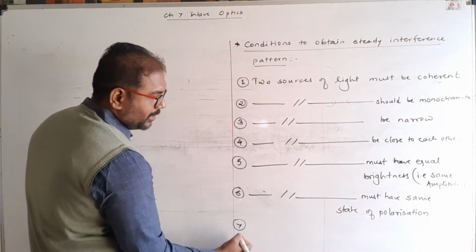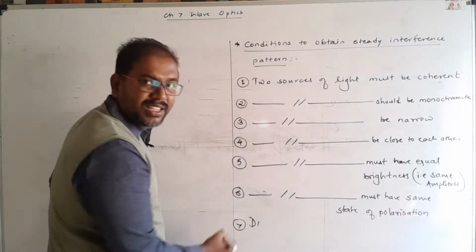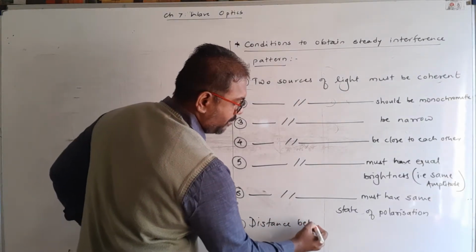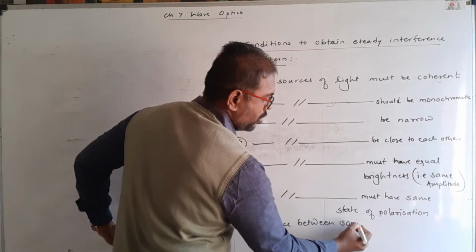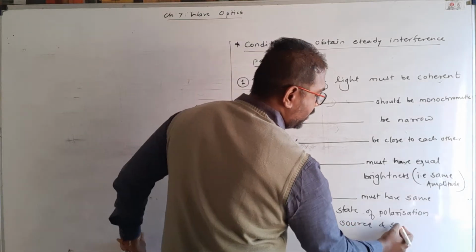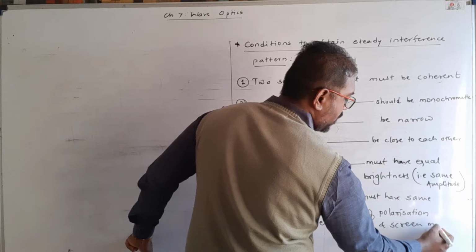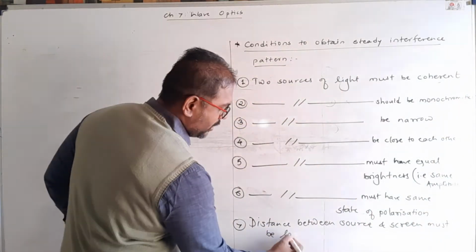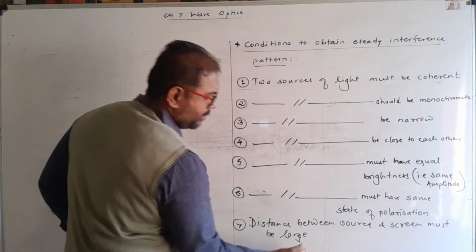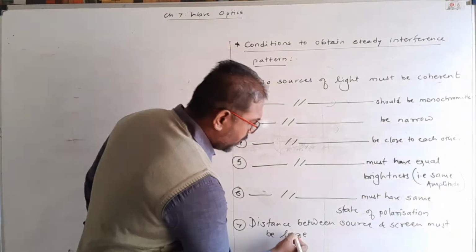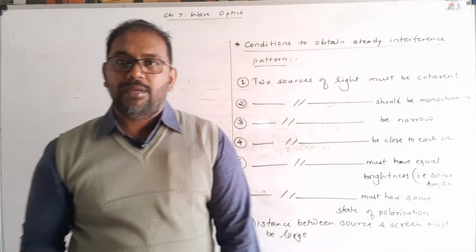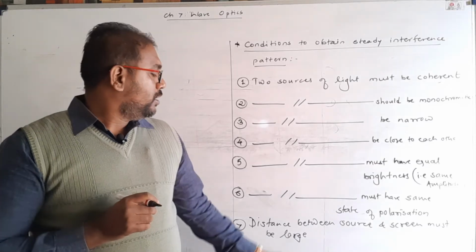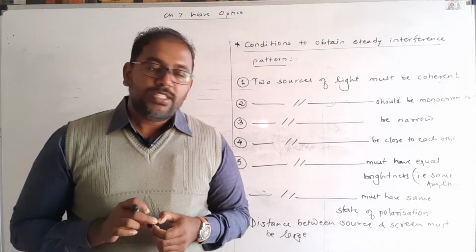And the seventh one is the distance between source and screen must be large. Now large means how much? Listen, a large distance may be 1 meter, 1.5 meter maximum. So the distance must be large.